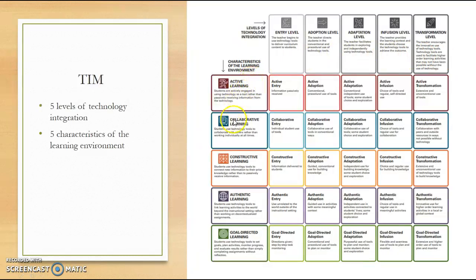Over on the left, as it goes down, are the 5 characteristics of the learning environment. It starts with active learning, where students are actively engaged in using technology as a tool rather than passively receiving information from the technology, all the way down to goal-directed learning, where students use technology tools to set goals, plan activities, monitor progress, and evaluate results rather than simply completing assignments without reflection.